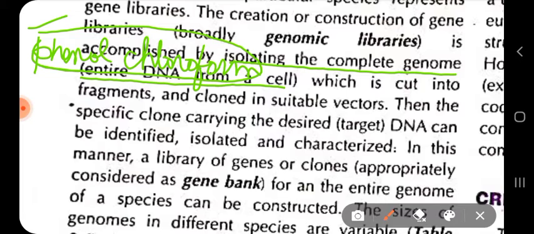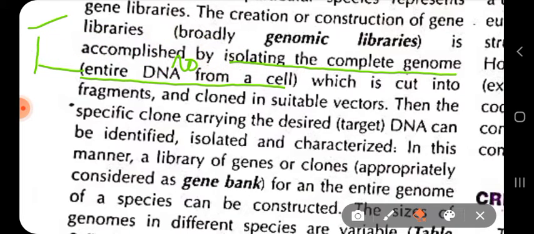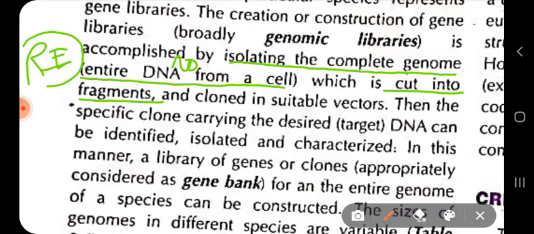After isolating the entire genome from the cell, that genome, that DNA, is then cut into a series of fragments. Now this can be done by using a series of restriction enzymes. Restriction enzymes normally cut the DNA at specific sites called restriction sites.